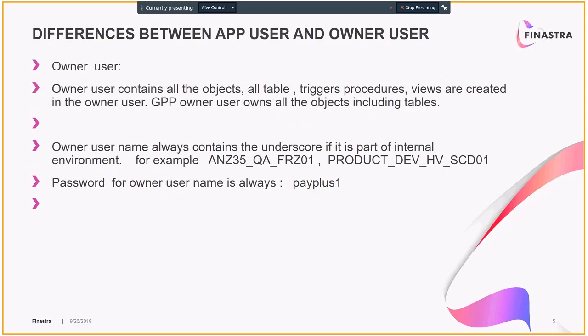So as we already understood, there are differences: the owner user holds all the objects, and the application user holds only synonyms and no real objects. The GPP application connects to the application user, and all the grants to select, insert, update, delete from the owner user are given to the application user. So any time GPP inserts data, it inserts data to the application user, and as there is a synonym in the application user and there are grants from the owner user, the changes are passed to the owner user.